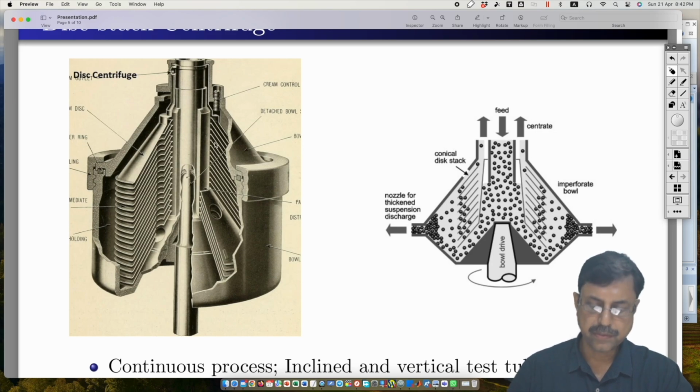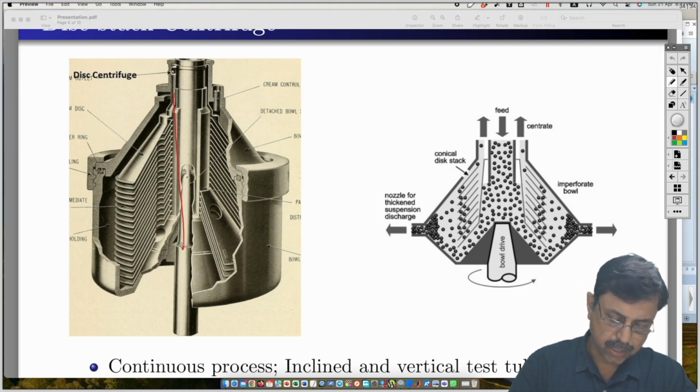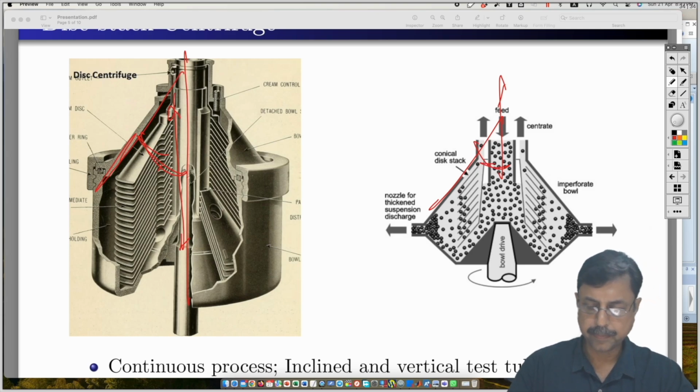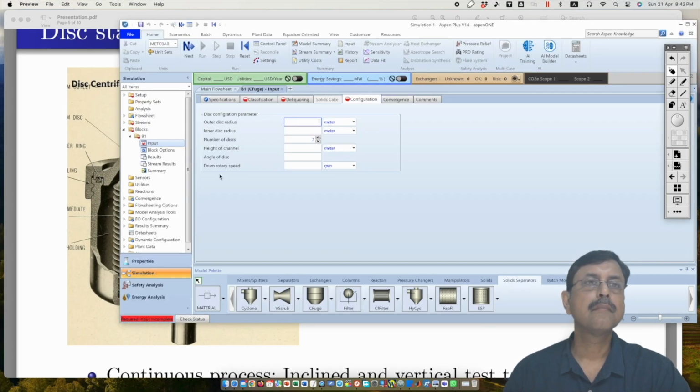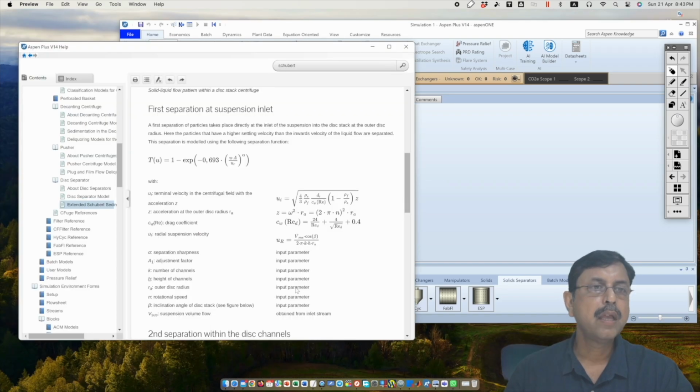So height of channel means this is the height of channel, and the angle is this is the angle. Okay, this is the angle, or this probably. What else? Drum rotary speed. What is the angular speed of the drum? And all those information will be useful over here in calculating the model.